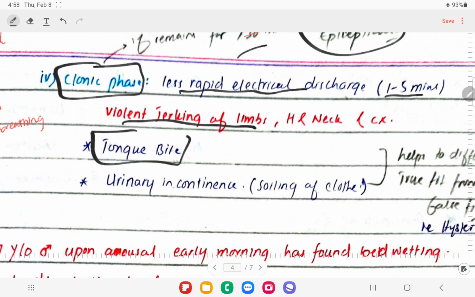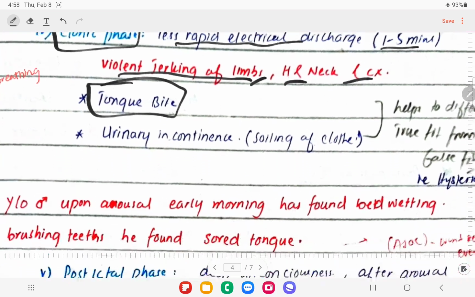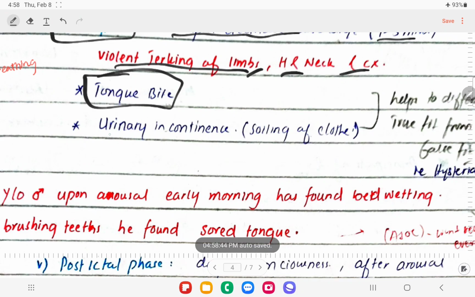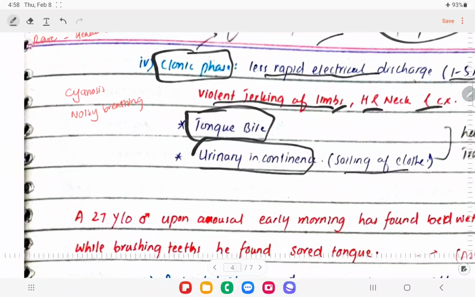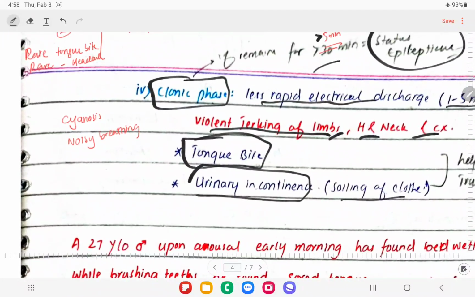So in the clonic phase, there will be tongue bite in these patients, right? There will be violent jerking of the limbs, head and neck, right, and the chest, and there can be urinary incontinence, and we can see wetting of clothes, right? So the patient might pass feces and urine, right? After the attack, if the patient had eaten something before the attack, he's going to aspirate those things, so we can see noisy breathing in these patients and cyanosis, right?